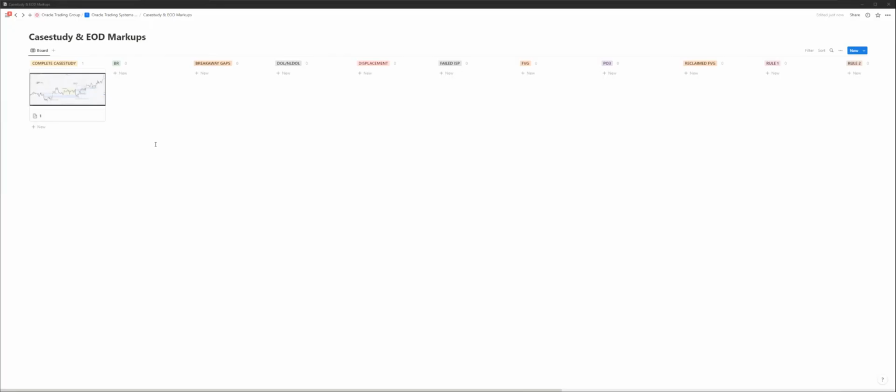So there are, oops, what just happened? Oh, yes. So there you have concepts of divergences, which we'll talk about. That's another one you can put in there. Divergences are a signal of reversal.